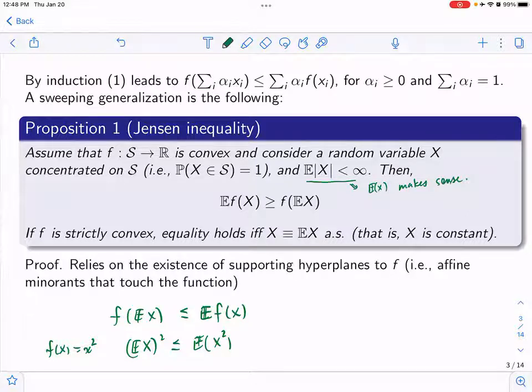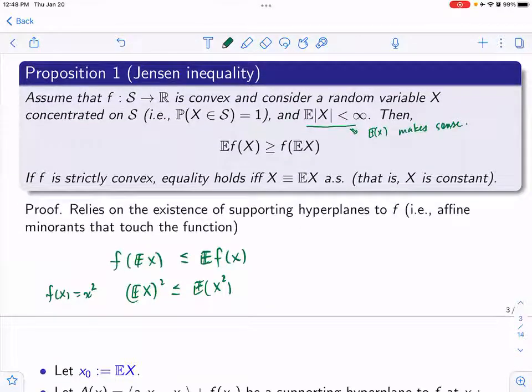The other thing is the conditional equality. If the function is strictly convex, then equality holds if and only if x is equal to the expectation almost surely. In other words, x is constant. So when we're dealing with a strict function, for example here, this is a strictly convex function.